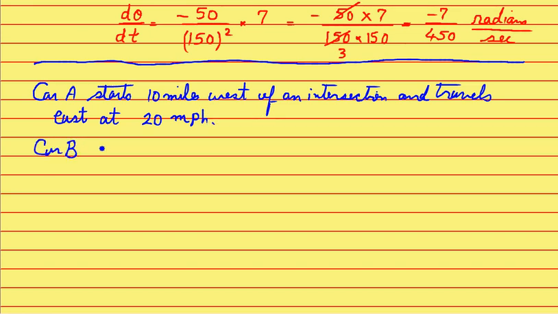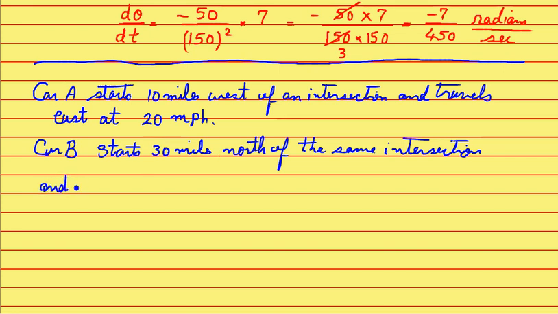Another car B starts, say, 30 miles north of the same intersection, of course, and travels north at, let's make another number, 40 miles per hour.